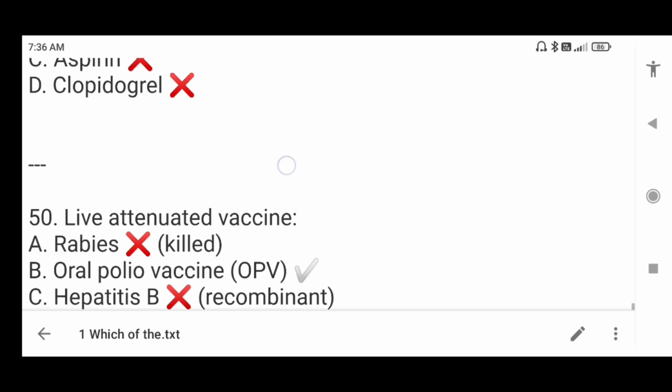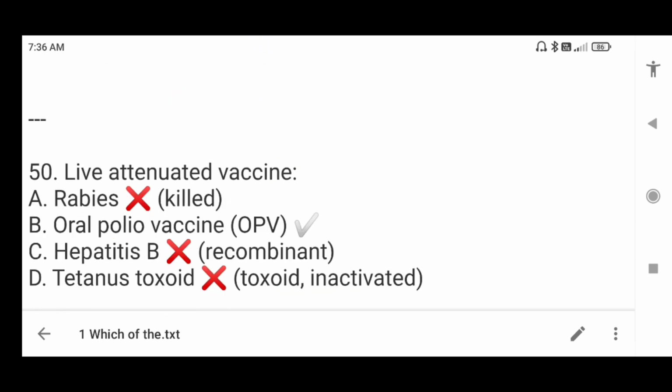Live attenuated vaccine is oral polio vaccine. Rabies is a killed vaccine. Hepatitis B is recombinant. Tetanus is a toxoid, inactivated.